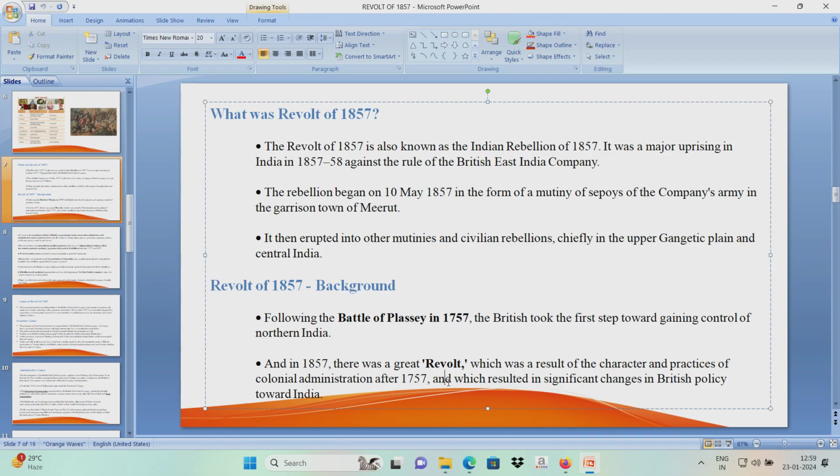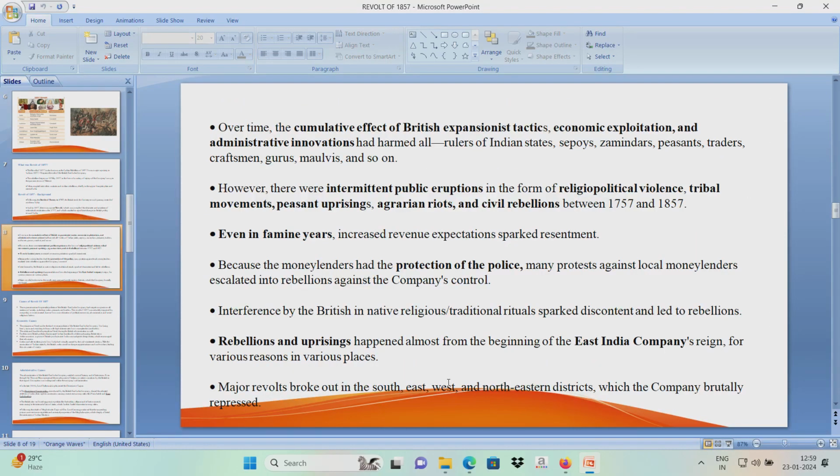However, there were intermittent public eruptions in the form of political violence, tribal movements, peasant uprisings, agrarian riots and civil rebellion between 1757 and 1857. Even in famine years, they increased the revenue expectations, which sparked bitterness among the Indians. Even the moneylenders had the protection of the police. Many protests against local moneylenders escalated into rebellions against the company's control.